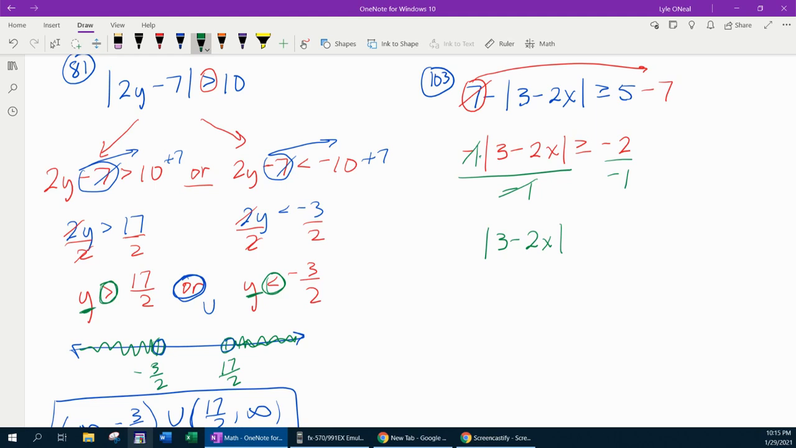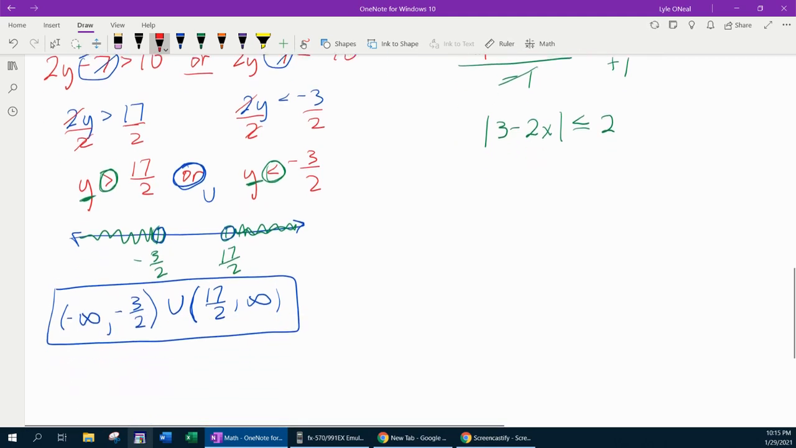And then I have to remind you, anytime you divide an inequality by a negative number, the inequality has to flip. And a negative over a negative makes a positive. So now that's less than or equal to 2. Now the absolute value is isolated. Now I can ask myself, is it true? And then split it in 2.